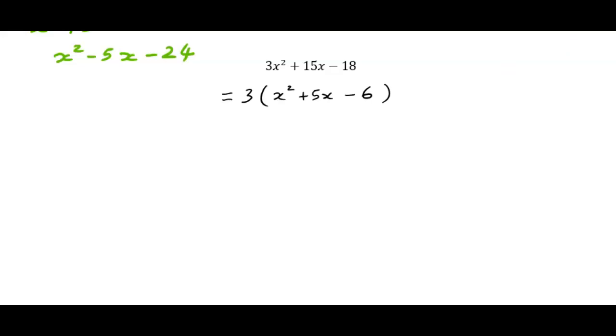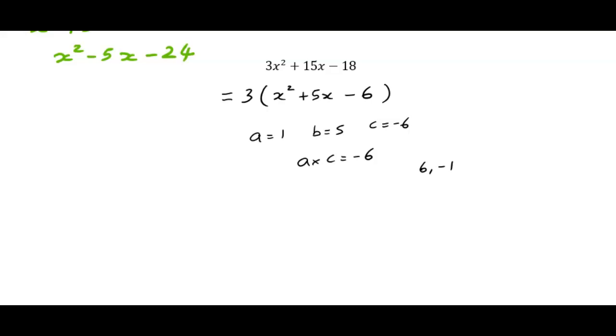Now, if I focus on my bracket, my values for a is 1, b is 5, and c is minus 6. If I multiply a by c, I'm going to end up getting minus 6. So I need two numbers that multiply to give me minus 6, but add to give me a positive 5. Obviously the two numbers are 6 and negative 1.